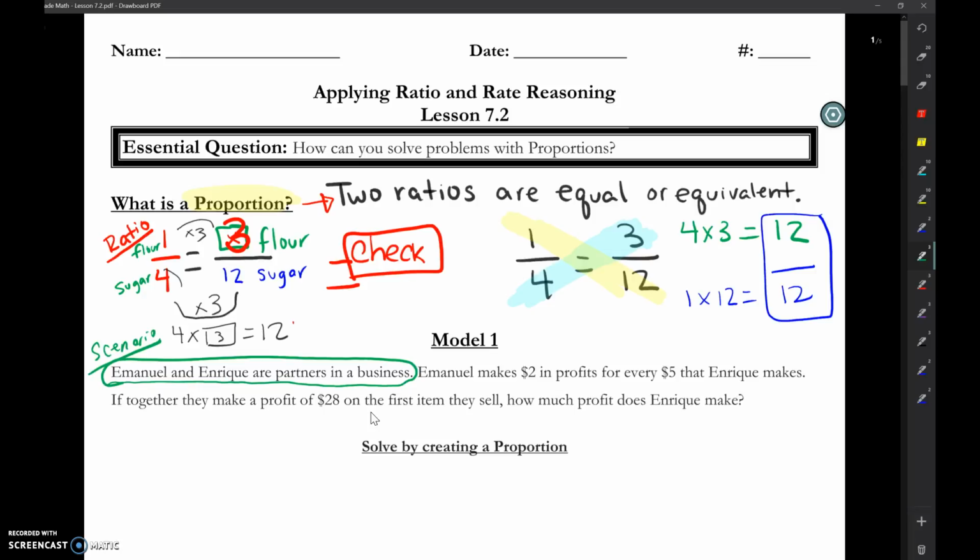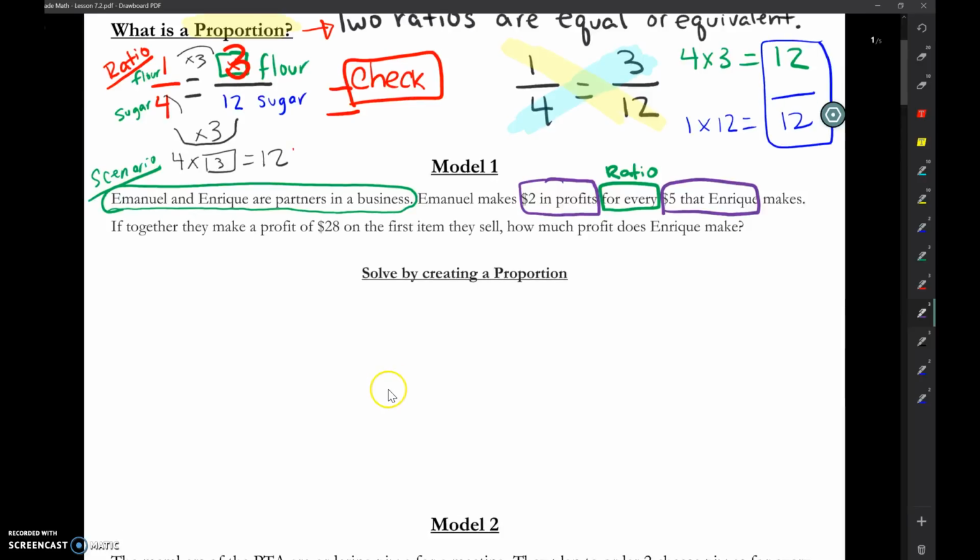So here's our scenario. Emmanuel makes $2 in profits for every, and here's our key word, for every, and this tells us it's a ratio, for every $5 that Enrique makes. So Enrique is going to make $5, and Emmanuel is going to make $2. If together they make a profit of $28 on the first item they sell, how much profit does Enrique make? So here's our example. Our ratio is $2 to $5, and this is for Emmanuel, and this is for Enrique.